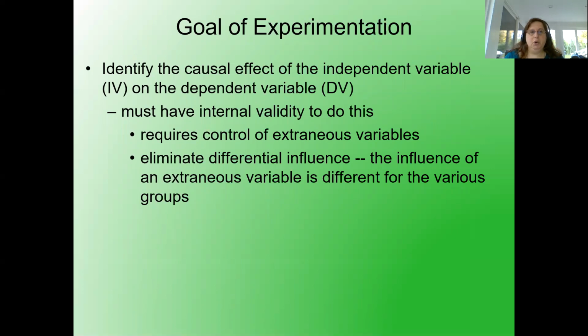Okay. So what does that mean? Well, that kind of means we have to eliminate differential influence. The influence of an extraneous variable is different for the various groups. And if that sounds very similar to you to a confounding extraneous variable, then good, because it should, because that's the idea, right? We're trying to make sure that if we have an extraneous variable, at least it doesn't have this differential influence on one group versus another, okay? Because that's when we get into that confounding business.